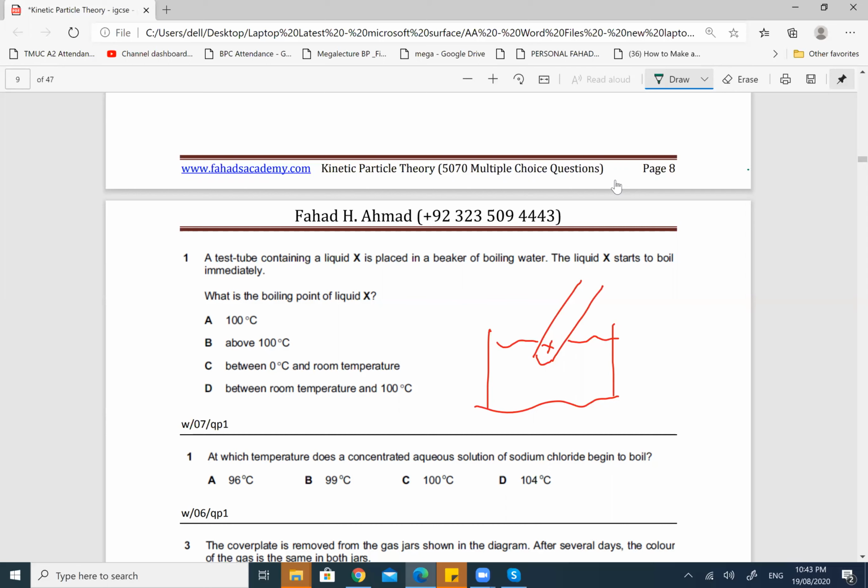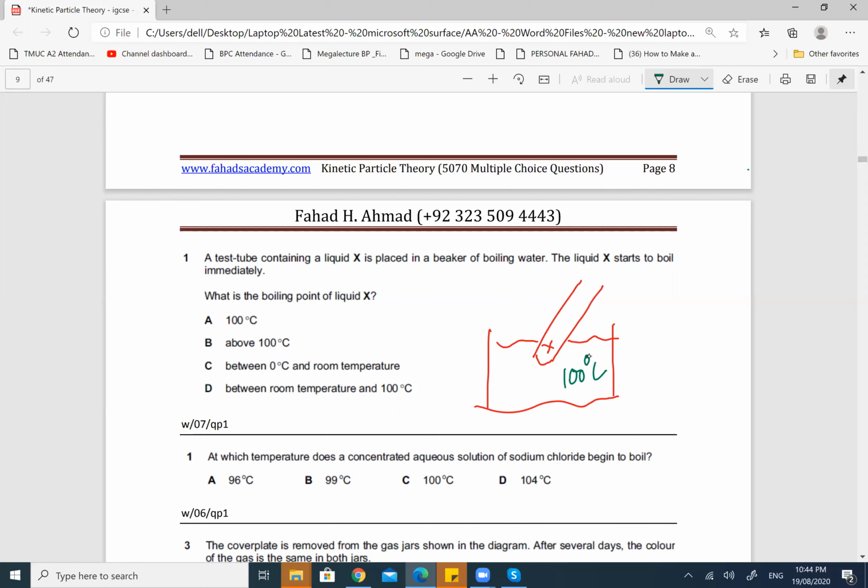Okay, why would it be D? Because it wasn't boiling at room temperature, but when you put it in there, it started boiling. So it has to be somewhere in between. This is 100 degrees centigrade. If it boils immediately, that means it must be lesser than 100, because if it had been more than 100, then it wouldn't have boiled.